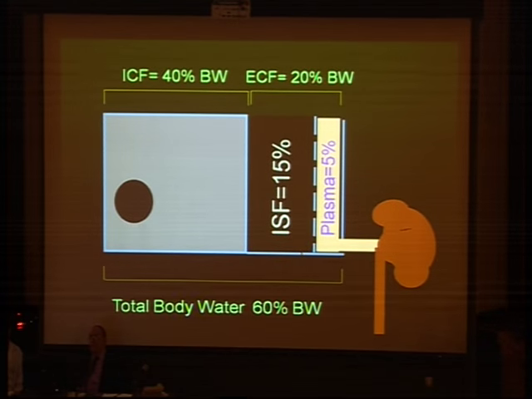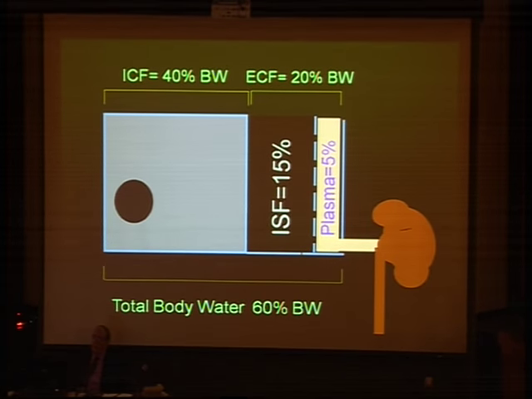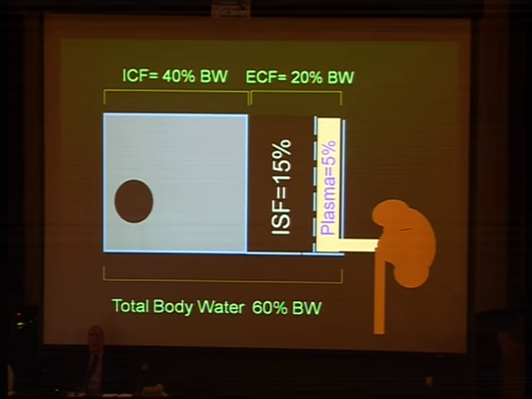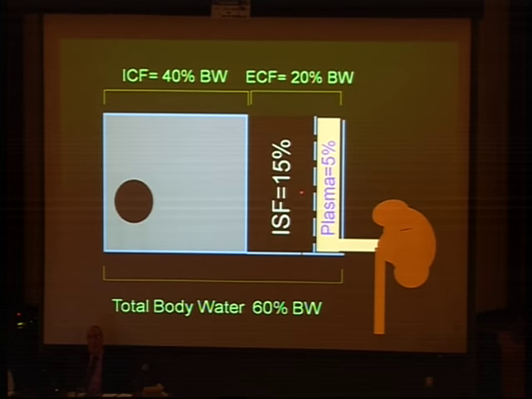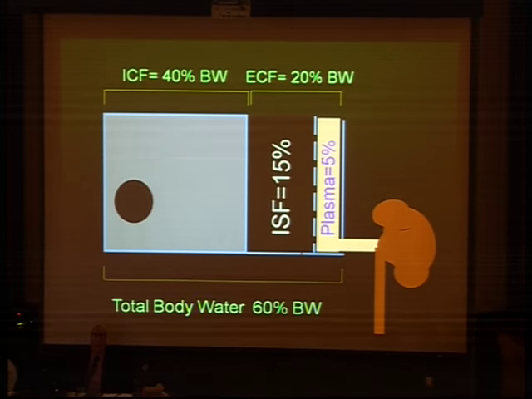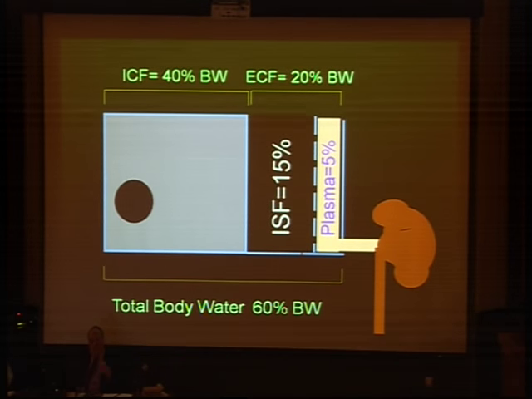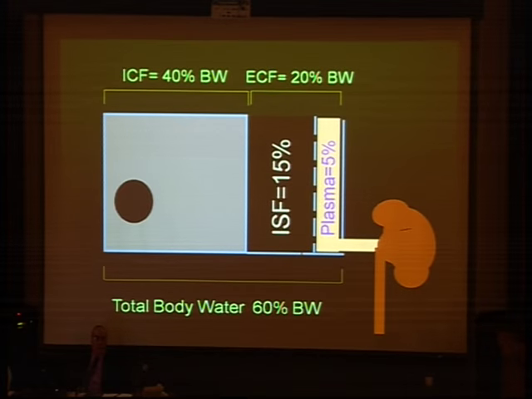This cartoon shows you the different compartments of fluid in the body. The largest compartment is the intracellular compartment, which constitutes 2/3 of the body water, 40% of the body weight, while extracellular constitutes only 1/3. Of that, 1/4 is in the circulation and 3/4 between the cells, what we call interstitial fluid, which constitutes only 15% of the body weight, while plasma and intravascular volume constitutes 5% of the body weight.